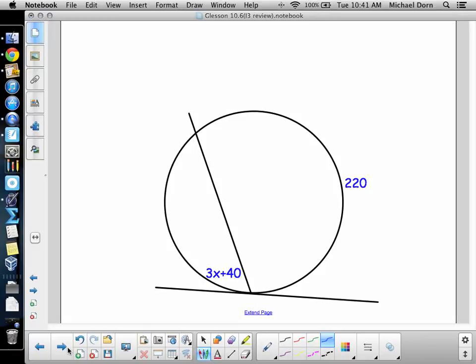Now we've got a little bit of algebra to do, but that's okay. Again, another one of these problems, we've got to work our way towards it. Where's the vertex? On the circle. So the angle is half the arc. So what's this angle going to be? The arc is 220. What's the angle going to be? 110. And if this arc is 110, what's this arc have to be? There's my equation. 3x plus 40 equals 70, so 3x equals 30, so x is 10.